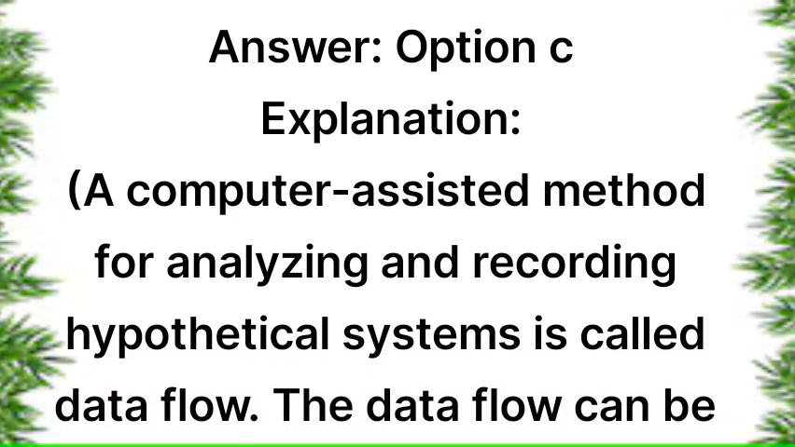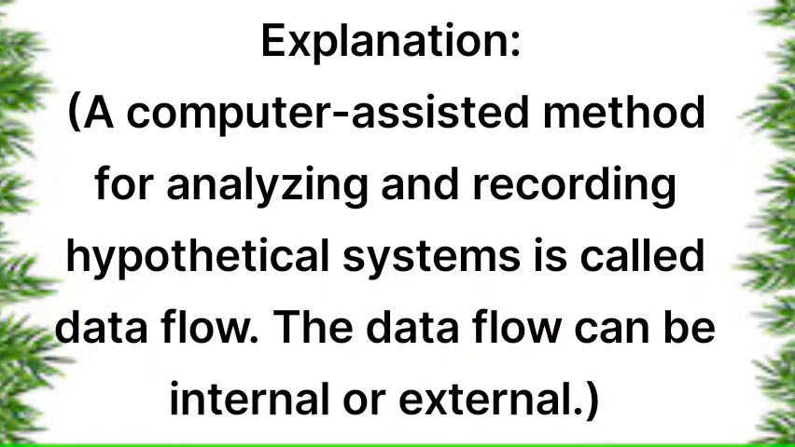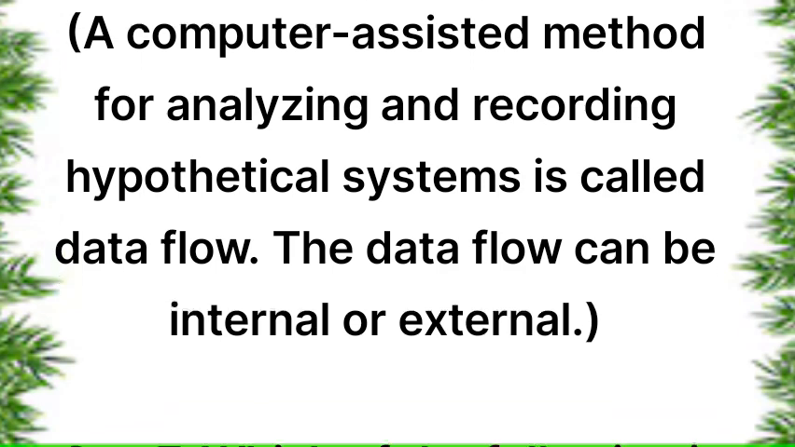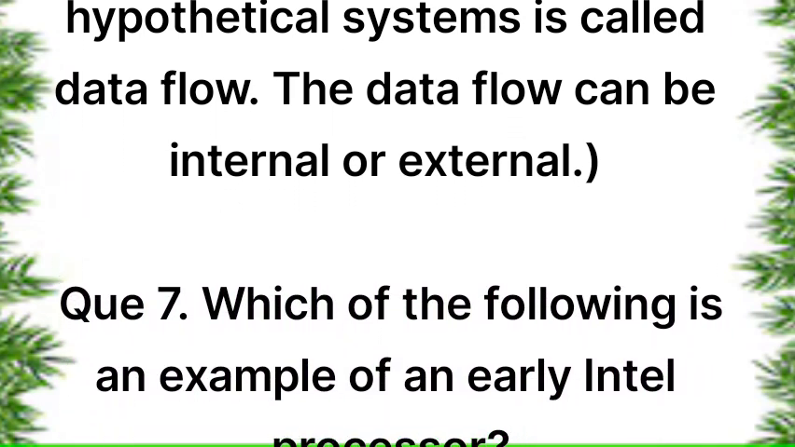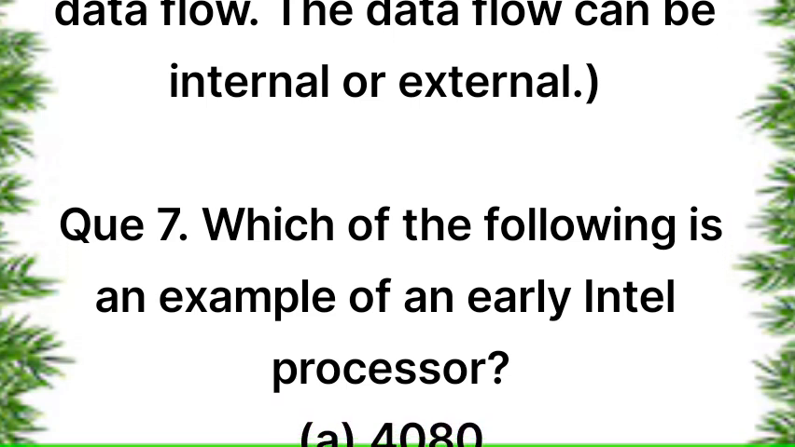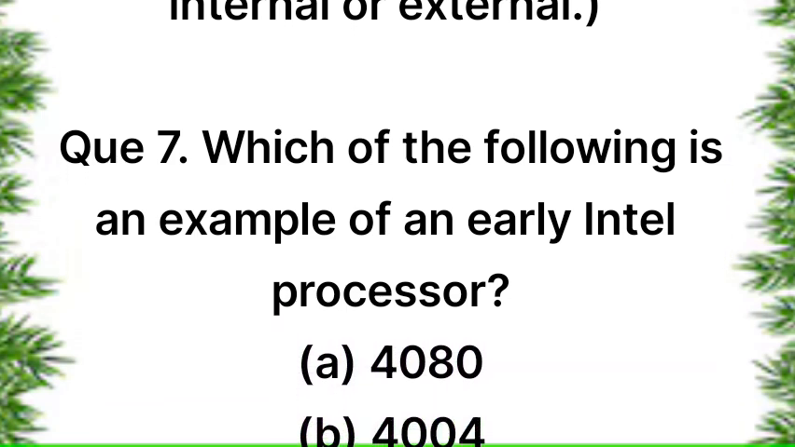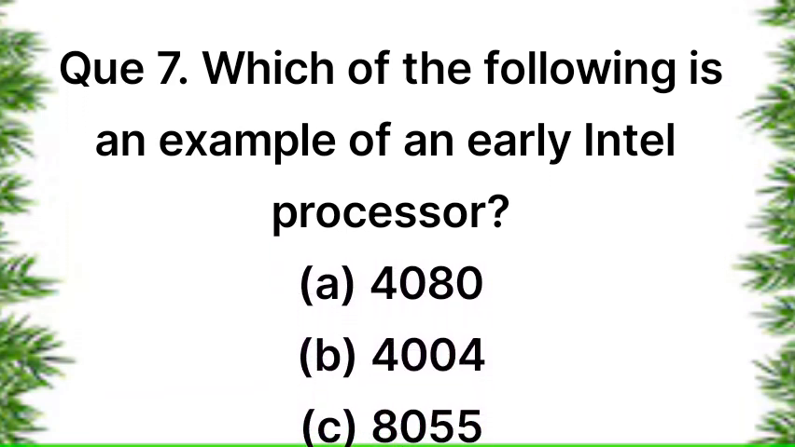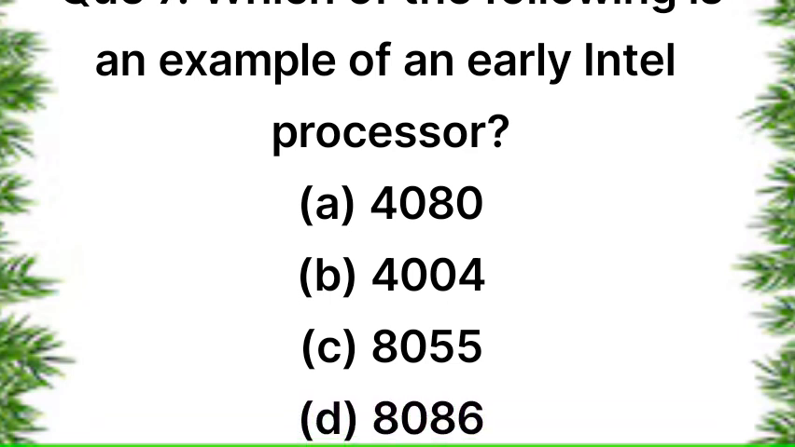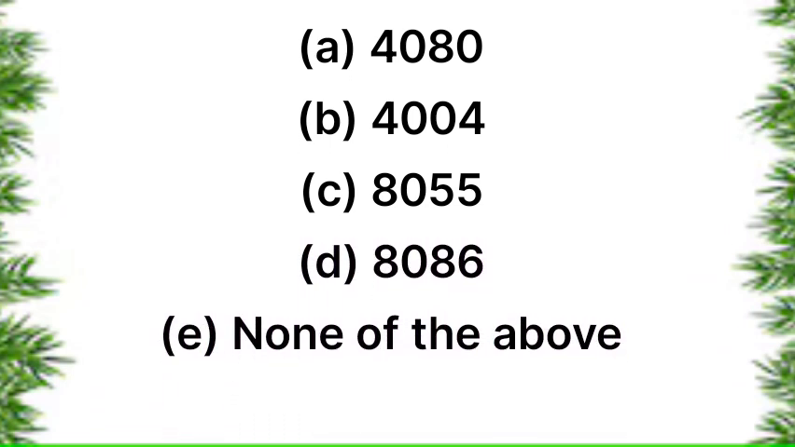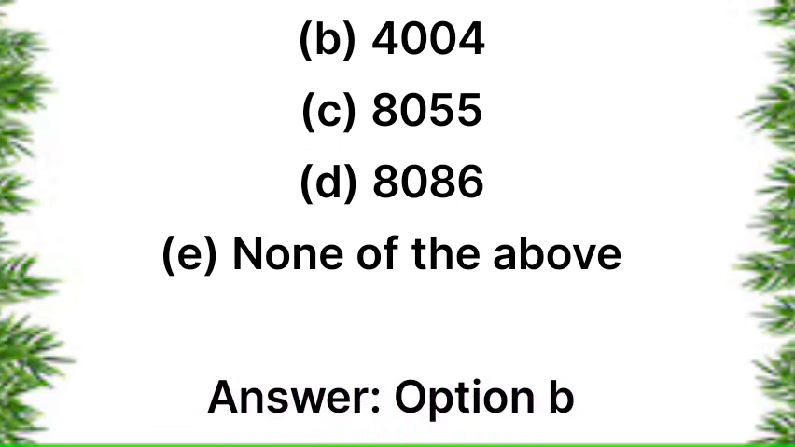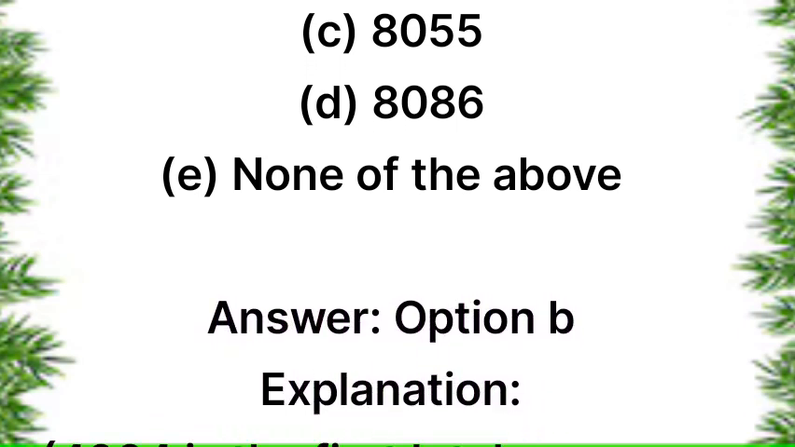Q7. Which of the following is an example of an early Intel processor? A. 4080, B. 4004, C. 8055, D. 8086, E. None of the above. Answer: option B. Explanation: 4004 is the first Intel processor launched by Intel Corporation.